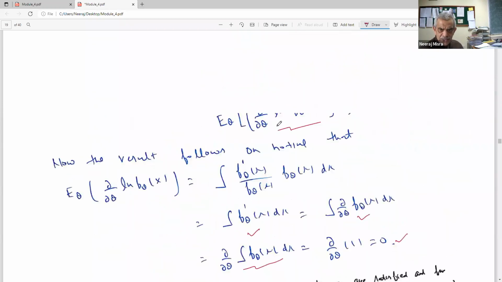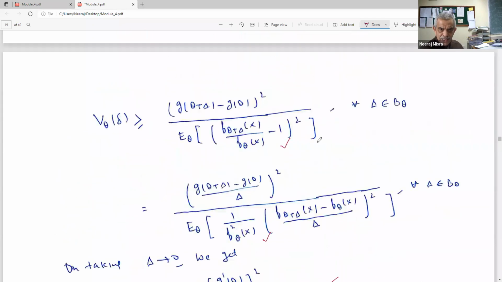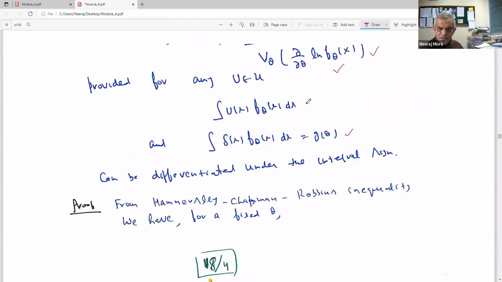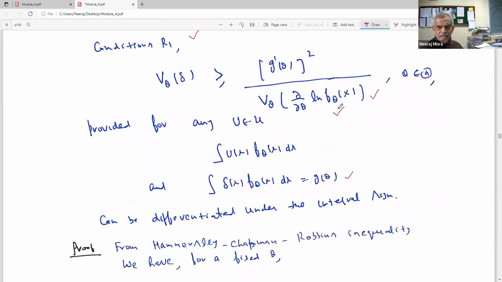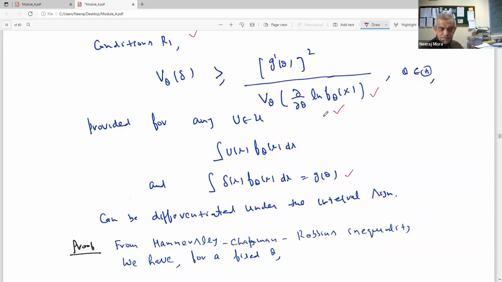Now let's see what this quantity is. It is a variance of the derivative of log of f theta x. Does this quantity have some interpretation? Because what I'm saying is, if this quantity is small, then variance is going to be large. So let's try to see what it is. And in a certain sense, that means in many cases the minimum variance unbiased estimator would have a larger variance if this quantity is small.